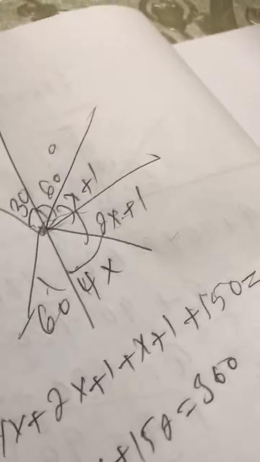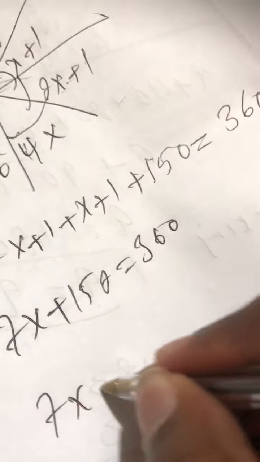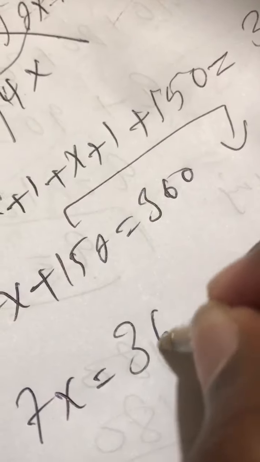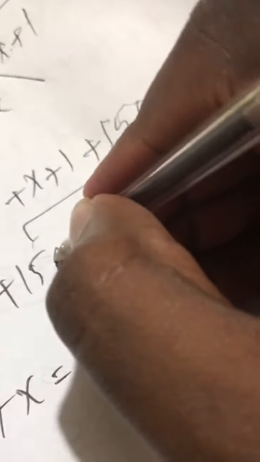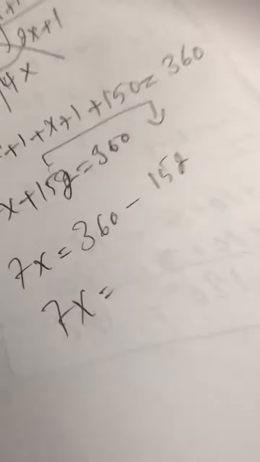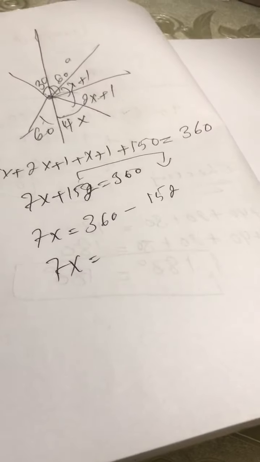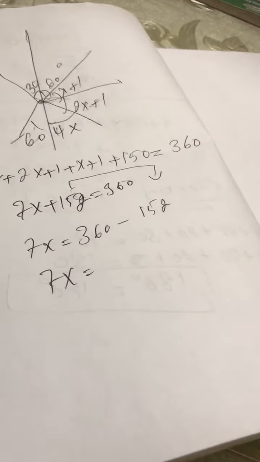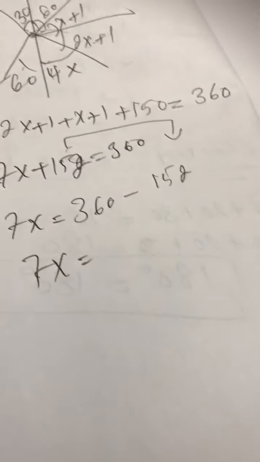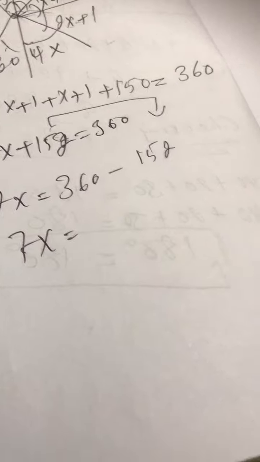So first we find the value of x. We're saying that 7x equal to 152 going to the other side. So writing here 360 minus 152. We have here 152. So after that we subtract 360 minus 152. Basically 300 minus 100, that would be 260. 260 minus 52 will be 208.